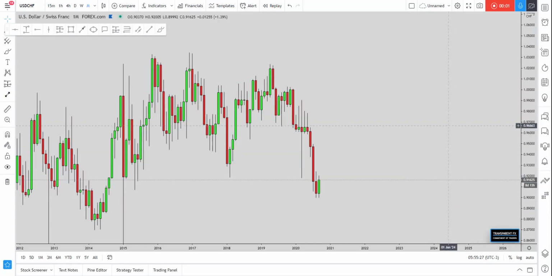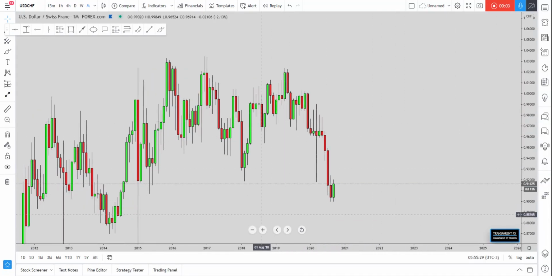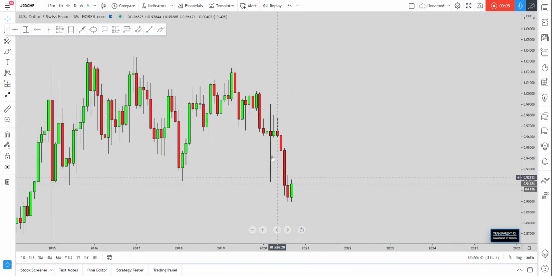Okay, so let's make a full breakdown of the situation that we currently have on USD CHF. Now, starting from the monthly time frame, what can we see? We can see that from a monthly perspective, the market has just provided this very strong impulse to the downside. And after an impulse, what do you expect and what do you need?